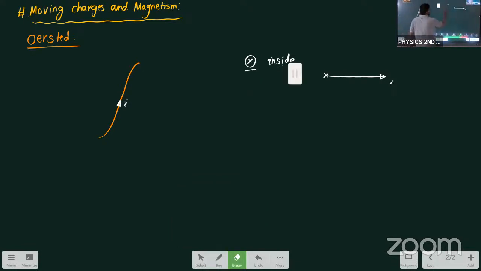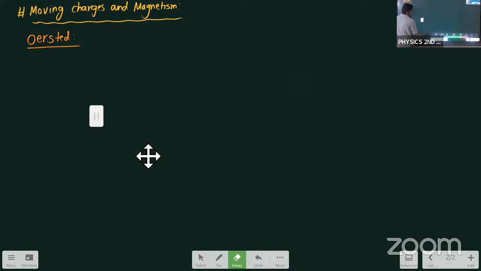See here. Next important thing. Ørsted said that whenever there is current flowing through a wire, around that wire a magnetic field will be created. But the amount of magnetic field that will be created was given by two scientists. We don't know the magnitude, how much magnetic field is being created due to the current flowing in the wire. So there were two scientists named Biot, Savart.